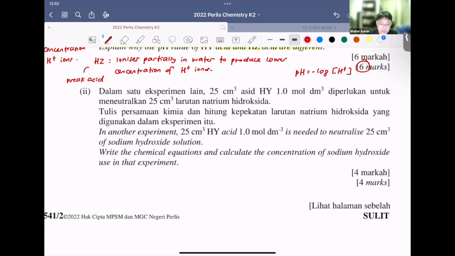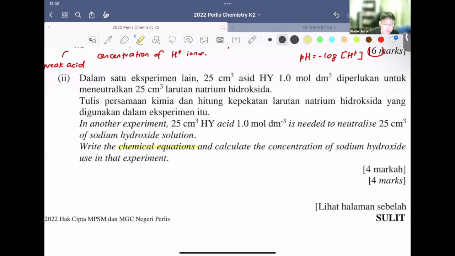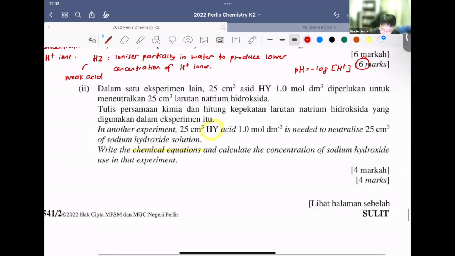Write the chemical equations, and then calculate the concentration of sodium hydroxide in the experiment. Okay, first things first, the chemical equation. For the chemical equation, you have to use HY. Although we have already suggested that it can be HCl, we cannot actually write it down specifically. In this case, we're going to use HY, for example.